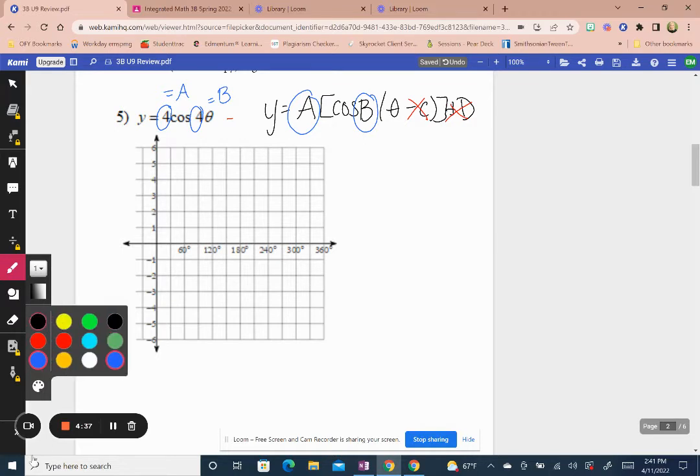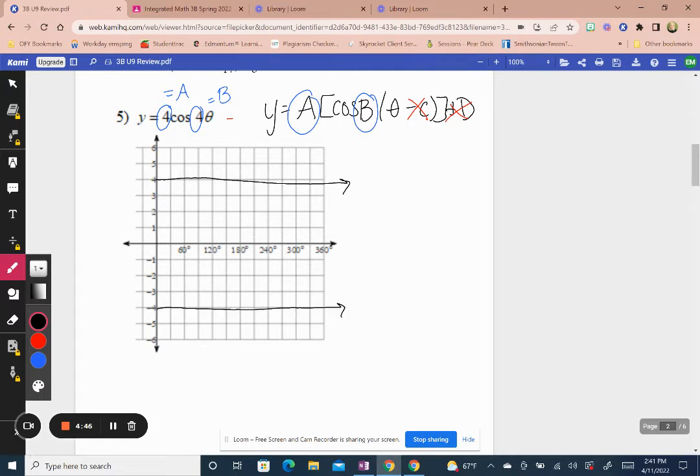Okay. The amplitude of 4 means that the highest level it can go is 4, as well as the lowest level it can go is 4. Okay. And the period, the B is equal to 4. I need to do 360 divided by 4. And that's going to give me 90 degrees. So my period is 90 degrees.